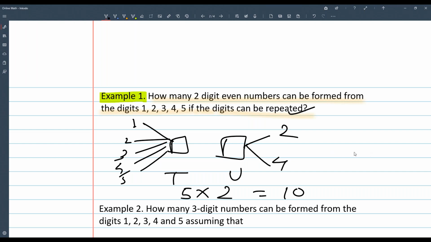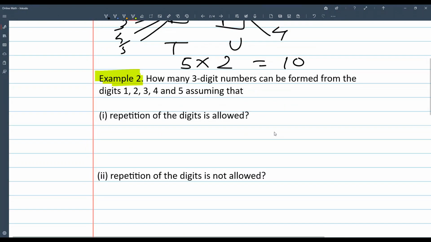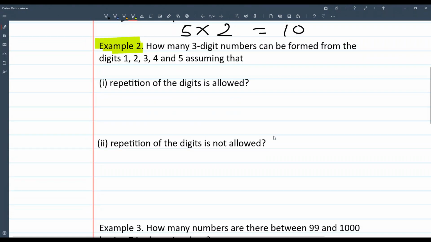So the total number of 2-digit numbers will be 10 here according to the question. Now example number 2 says, how many 3-digit numbers can be formed from the digits 1, 2, 3, 4, 5? Again, we are using the same digits, but we are going to form 3-digit numbers.